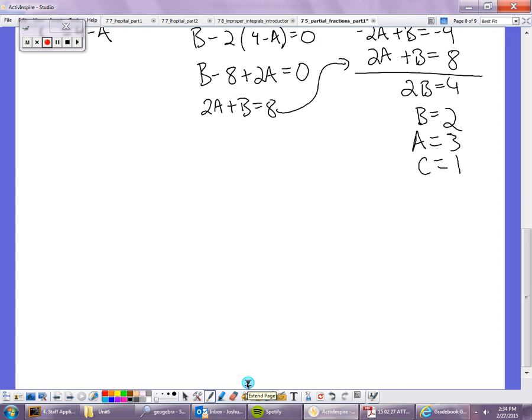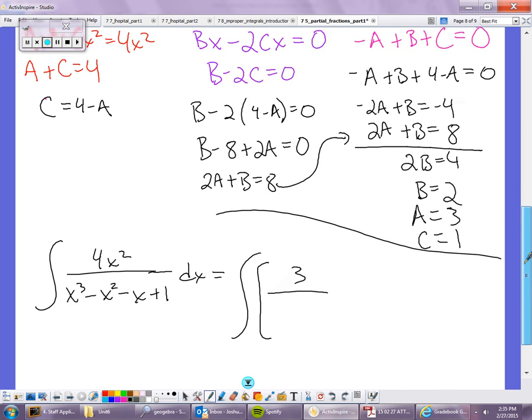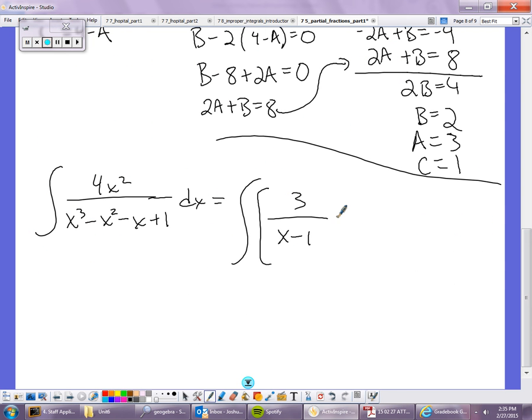Because what do we end up with? Well, we started out with the integral of 4x squared over x cubed minus x squared minus x plus 1 dx. Ugly. Right? Not something you want to see. Oh, but look at this. What do we got now? We've got a is 3. 3 over, what was our first one? x minus 1. 3 over x minus 1 plus 2 over x minus 1 squared. Remember, that was our second denominator. Plus 1 over x plus 1 dx.